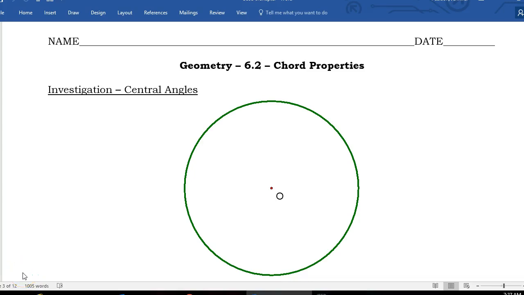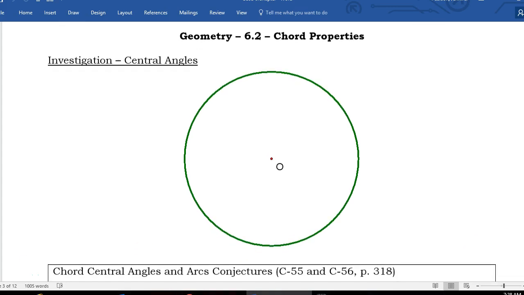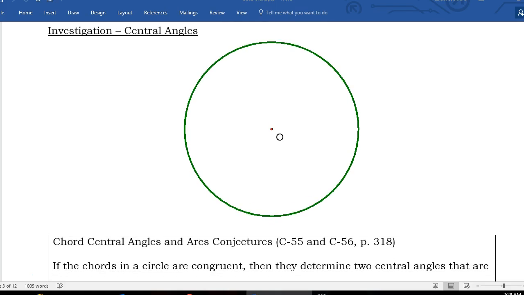This is Geometry Lesson 6.2, Chord Properties. Okay, so I have a big circle here, and I'm going to draw a few chords on that circle. Chords, from the last section we talked about, are segments that go from one side of the circle to the other side. And I'm going to attempt to draw these chords to be congruent, so the same length. Hopefully those are about the same length.